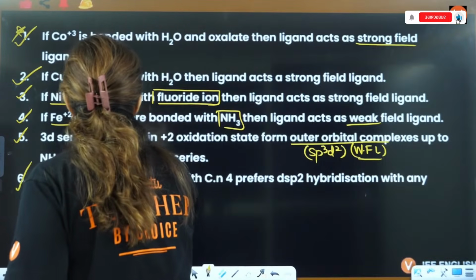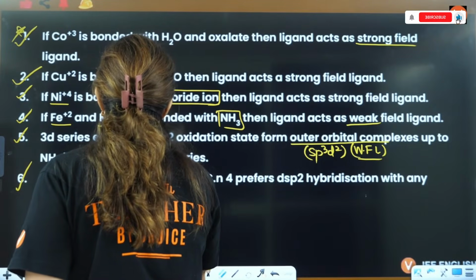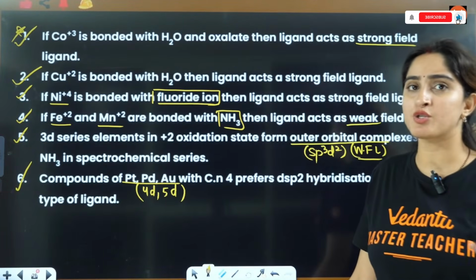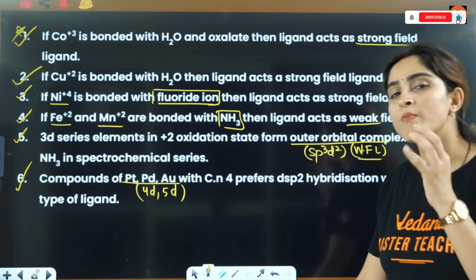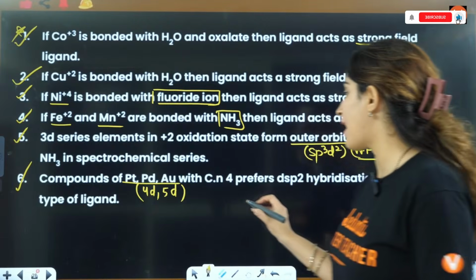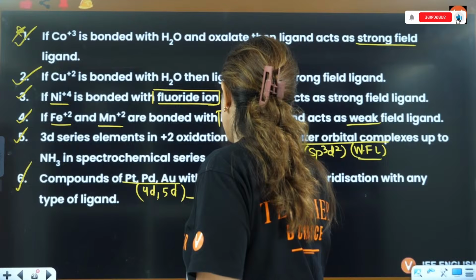Compounds of 3D and 4D and 5D series. If you have 4D and 5D series, in 3D series some will behave as strong, some will behave as weak. But in 4D and 5D series, no matter whatsoever is the ligand, they will always behave as strong field ligands.